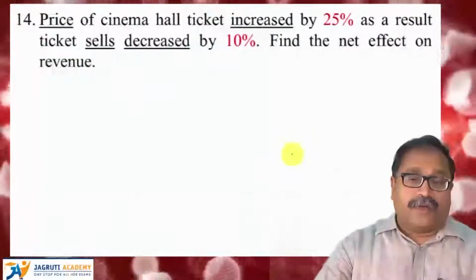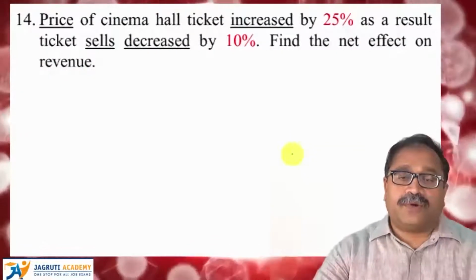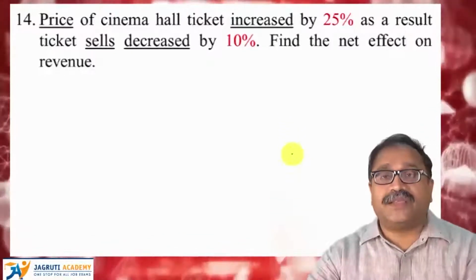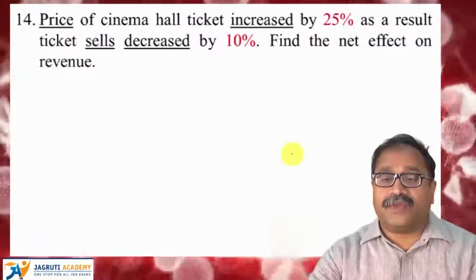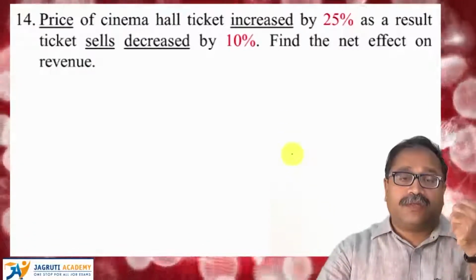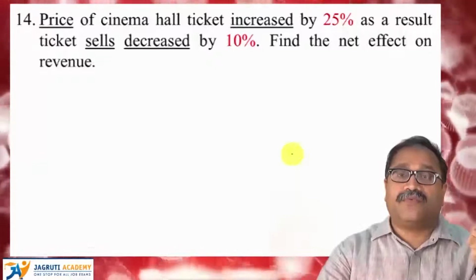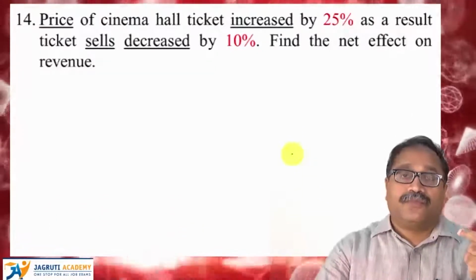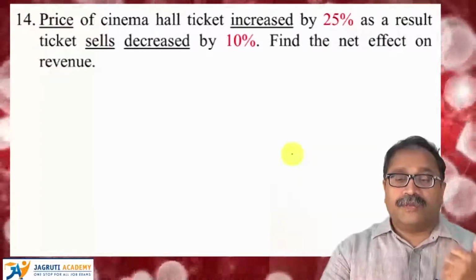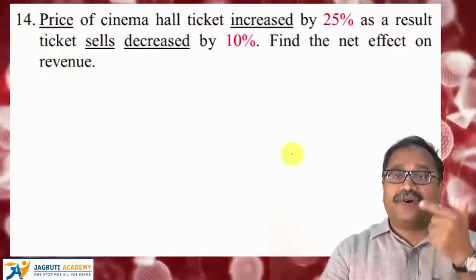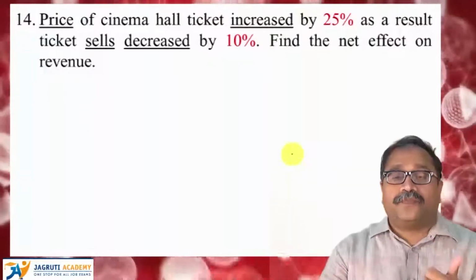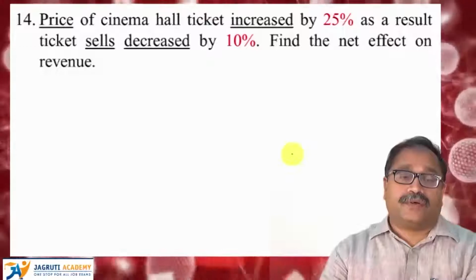Now let's take a question. The price of a cinema hall ticket is increased by 25%. As a result, the ticket sales decreased by 10%. Find the net effect on revenue. Now what happens? There are 3 components here. One is the price, second is the sales of tickets, and the third is revenue. If the cinema hall ticket price increases, the revenue will increase. Similarly, if the sales of cinema hall increases, then again the revenue will increase. So both will have an effect on revenue.